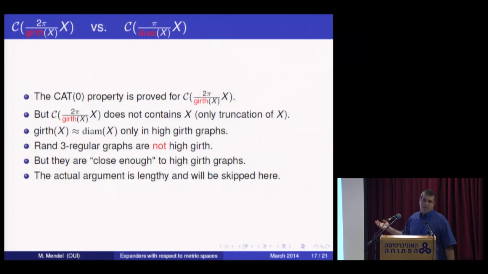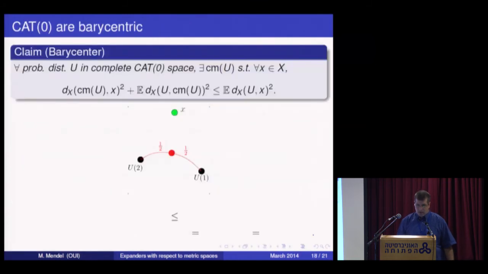So when does it not happen? When the girth is roughly the size of the diameter. This is the case in a high girth graph, by the definition of a high girth graph, right? If you look at a random regular graph, they are not high girth. But they are close enough, in the sense that there are only a small number of short cycles, much shorter than the diameter. So for this talk, we're just going to ignore the fact that random regular graphs have a small girth, and think about the girth as being the diameter. The actual argument here is lengthy and technical, and it's a good reason to just skip it. So let's ignore it and continue on.